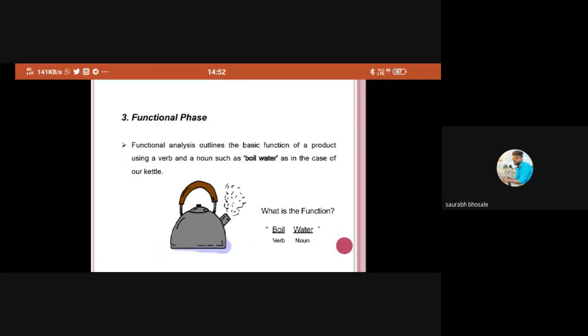Okay, so getting what is meant by functional analysis phase. Is there any question, any doubt? You can unmute and ask, whether you understood this kettle example. You can comment in the chat box also.